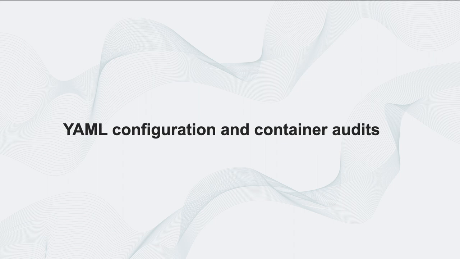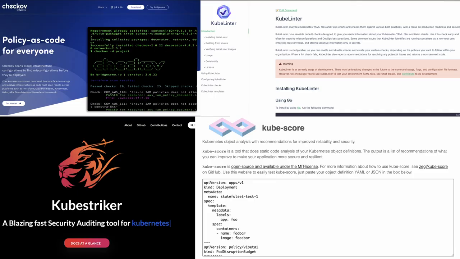Now you can do this manually by having someone or a team do that, or you can look into vulnerability scanners as listed here. You got KubeStriker, KubeScore, KubeLinter. Vulnerability scanners that will look for potential holes in your YAML and your containers and try to find that problem before they come into the ecosystem.